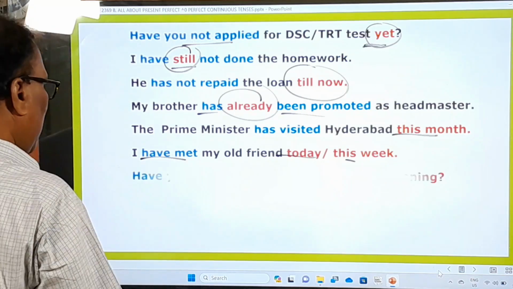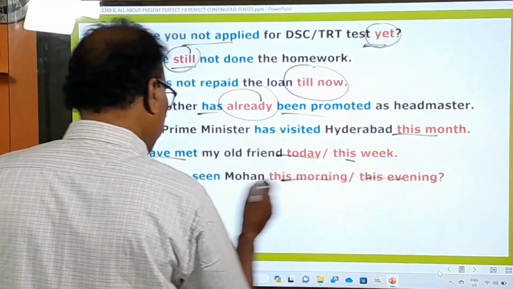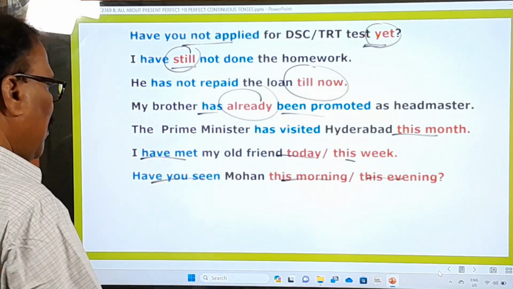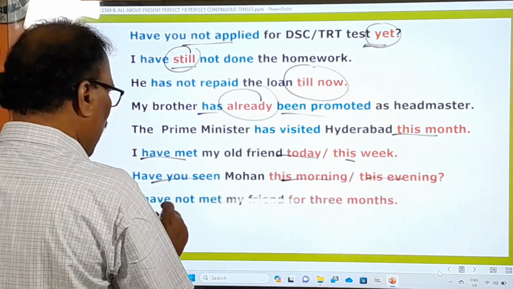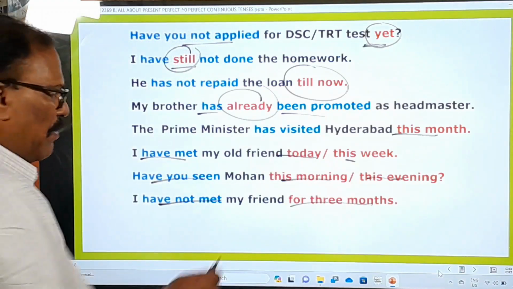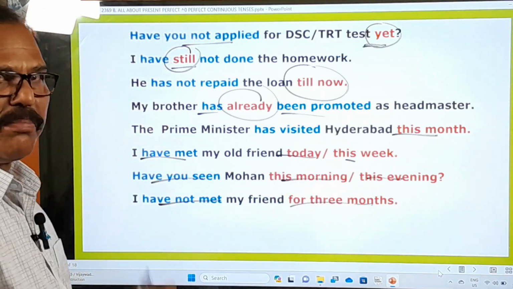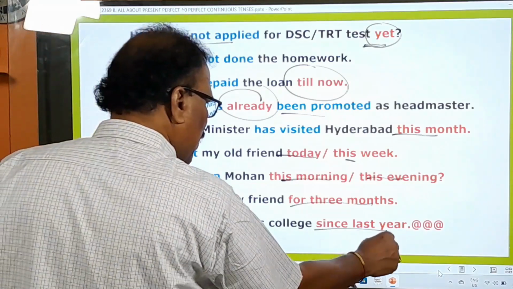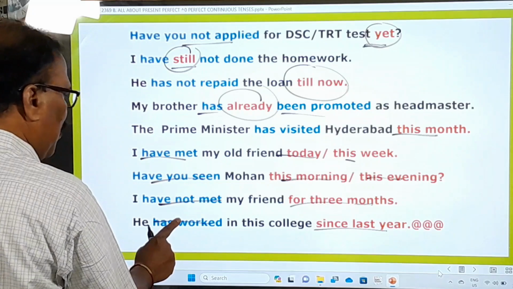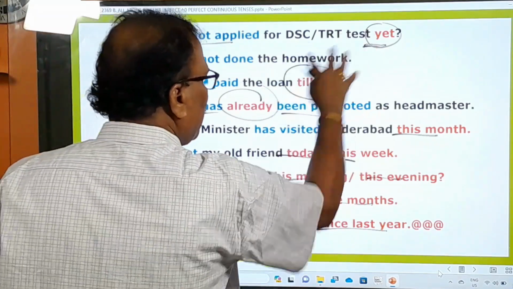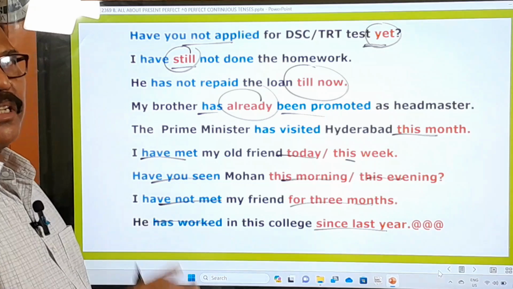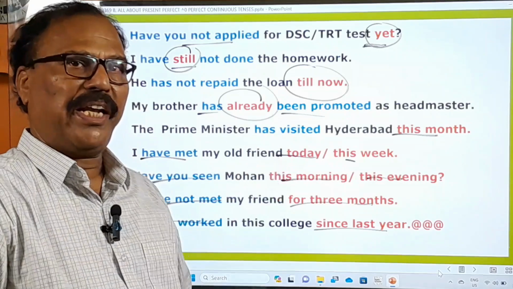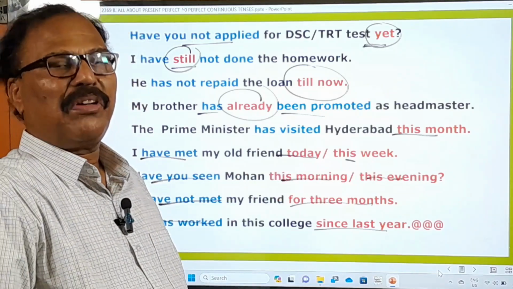And here, have you seen Mohan this morning? This morning, this evening, this afternoon, whatever it is. With these words, we have to use only that. And then comes: I have not met my friend for 3 months. For plus period of time, we use only present perfect tense, right? And one more example is given: he has worked in this college since last year. With the since plus point of time also, we use only present. So with all these red colored phrases and words, we use only present perfect tense. Please keep these things in your mind so that they can be of great help and use to you for all your competitive examinations, right?